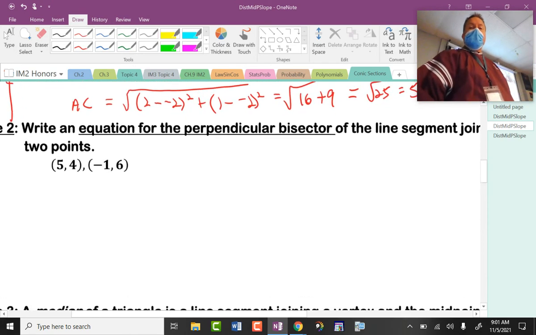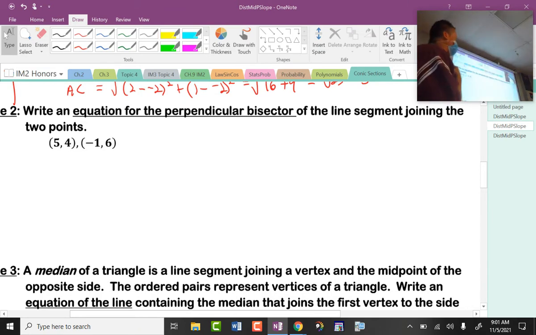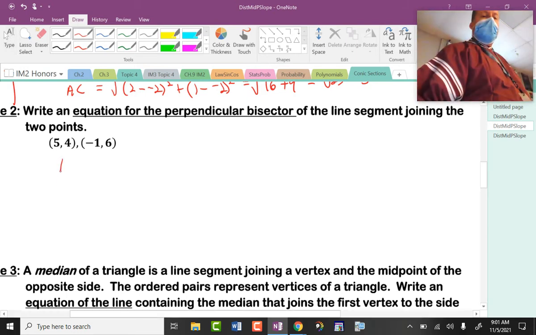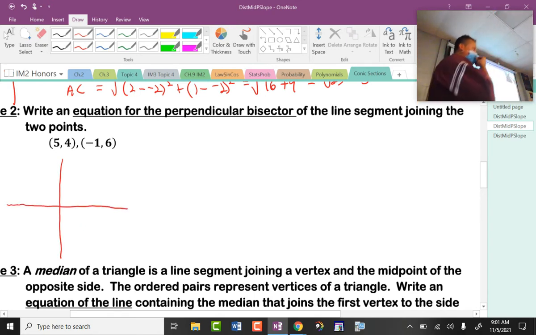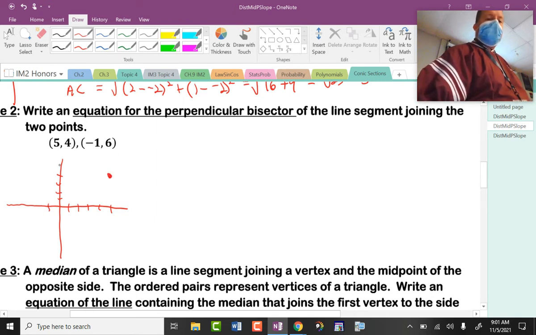A lot of review. Okay, and then I love these kind of questions, right? So write an equation of a perpendicular bisector of the line segment joining these 2 points. Again, you'd be a silly fool if you did not graph this just to get some sort of concrete idea of what's happening here. So as you write the question down, I'm going to slowly graph this. And then 1, 2, 3, 4. 5, 4. -1, 6. So we have somewhere along these lines this segment.